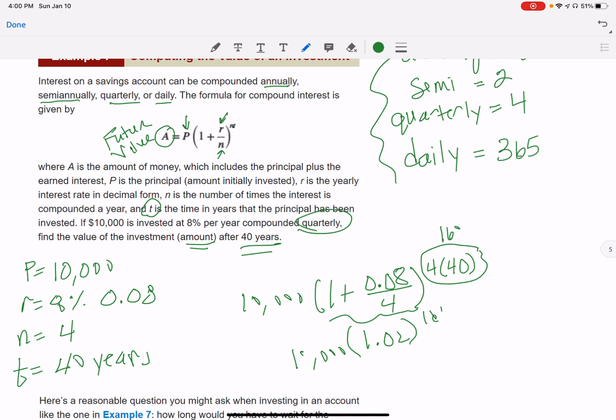So you can take your 1.02 and then you can raise that to your 160th power. Now my calculator is acting up. And then you will multiply that number by 10,000. Okay, so once you put all of that into your calculator, you should come out with $237,699.07.